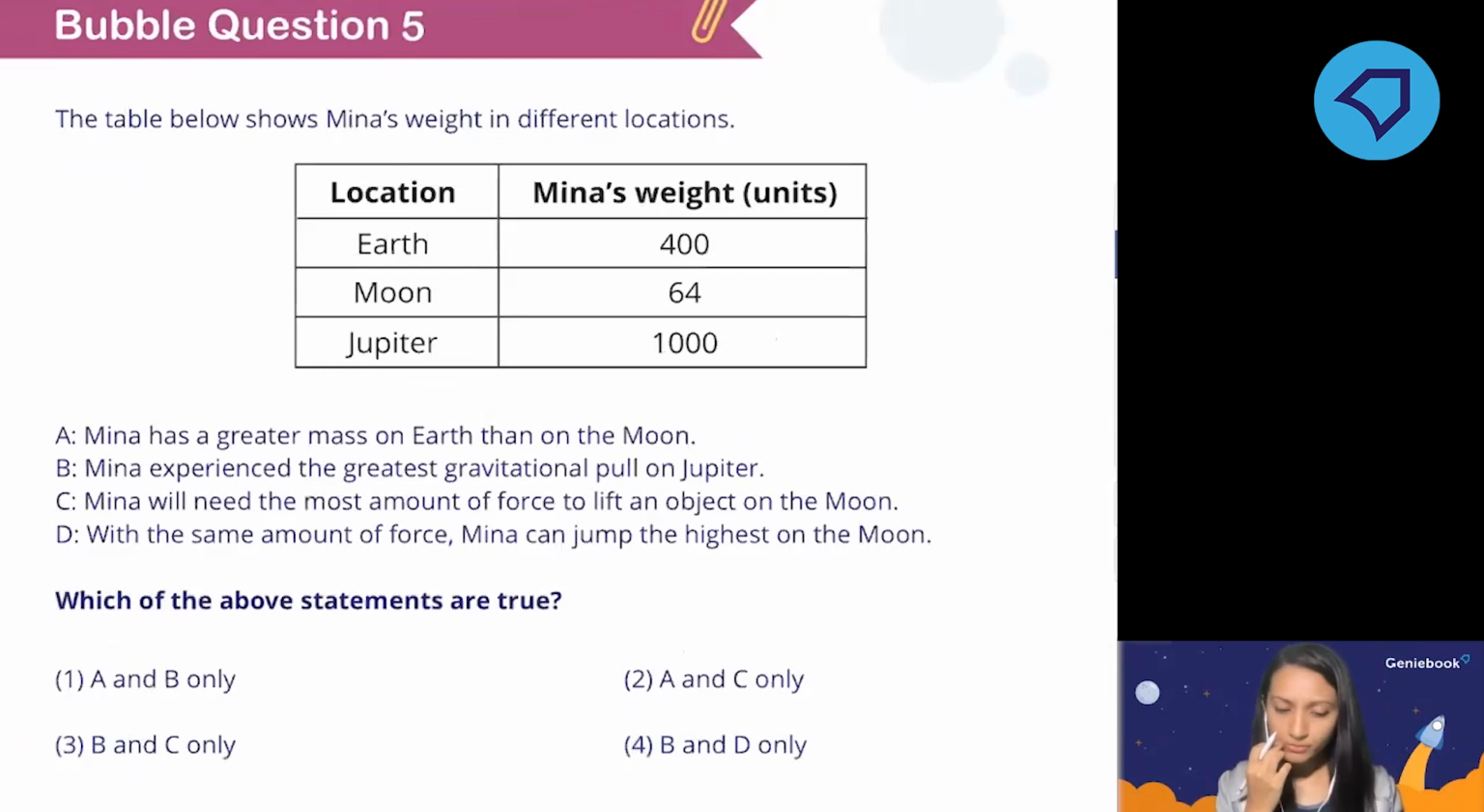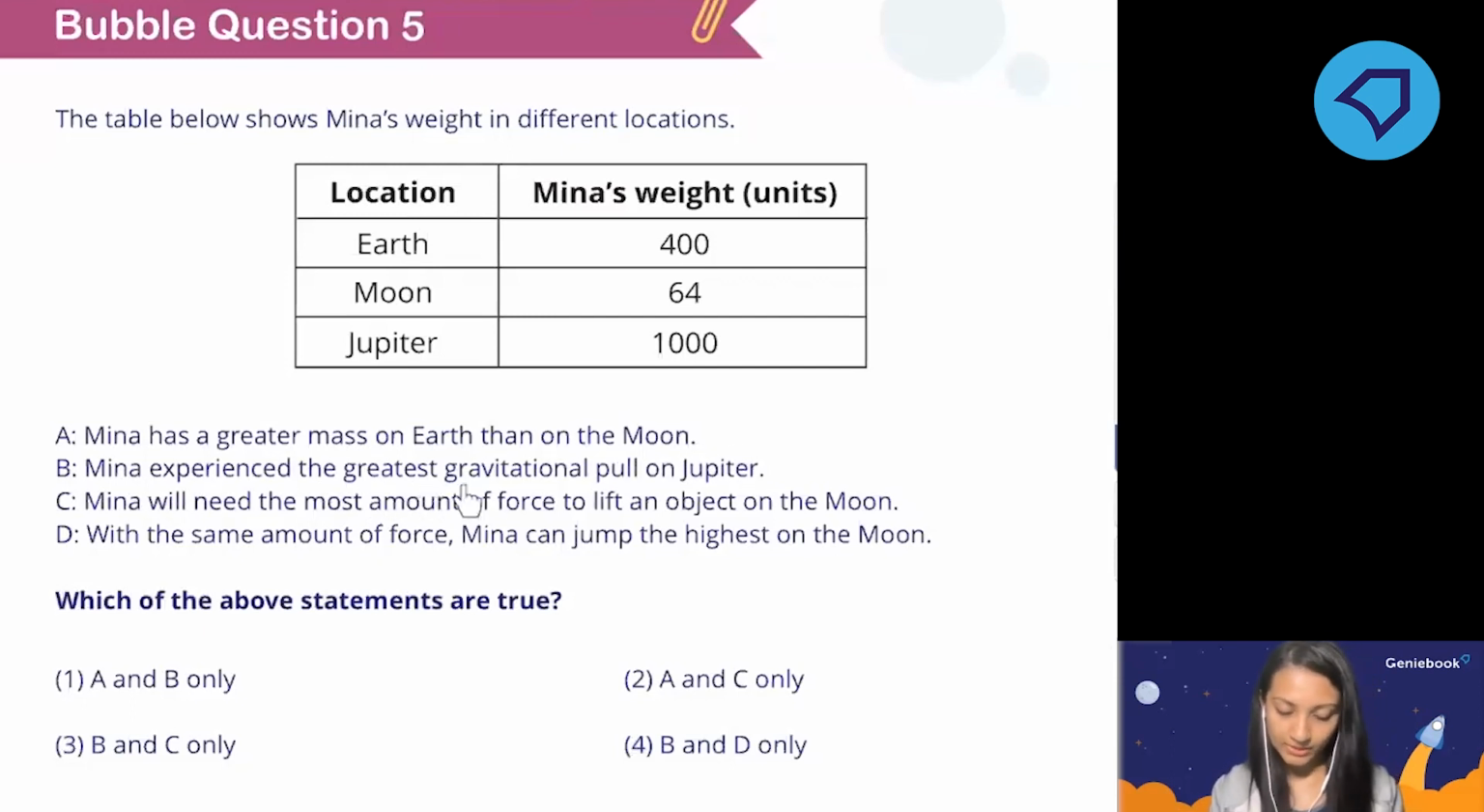Now, more gravitational force questions. The table below shows Mina's weight in different locations. Again, they use units, so now you know you're talking about weight. On Earth, Mina weighs 400 units. On the moon, she is about 64 units. On planet Jupiter, theoretically, I don't think we can visit Jupiter yet, but theoretically, Mina's weight will be 1,000 units. So now look at the statement: Mina has a greater mass on Earth than on the moon.